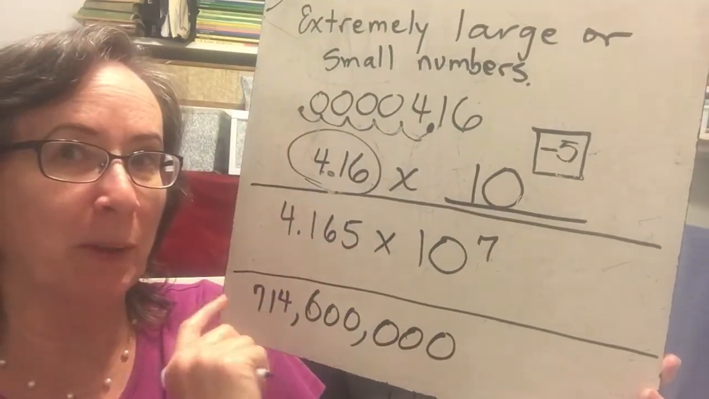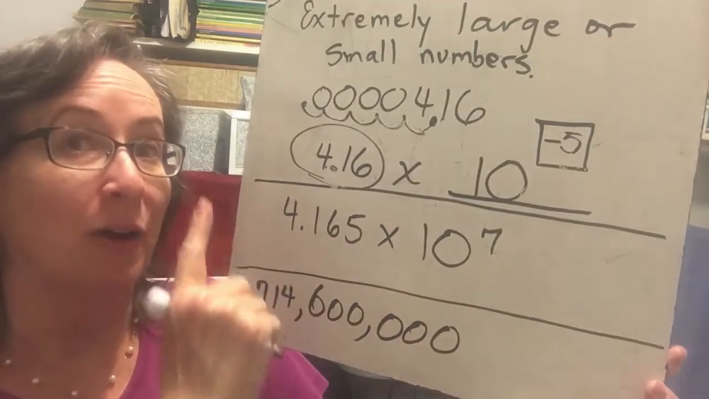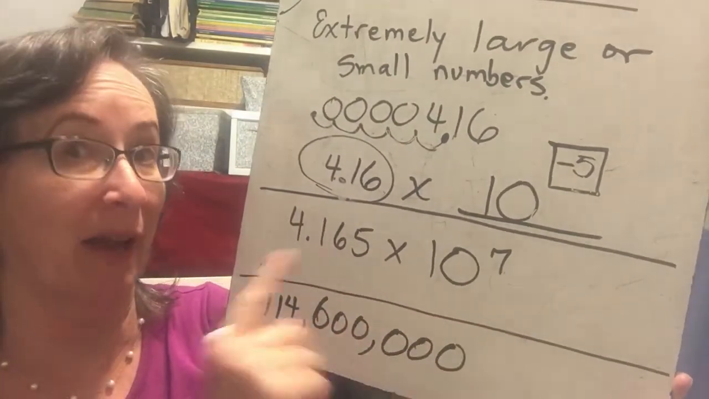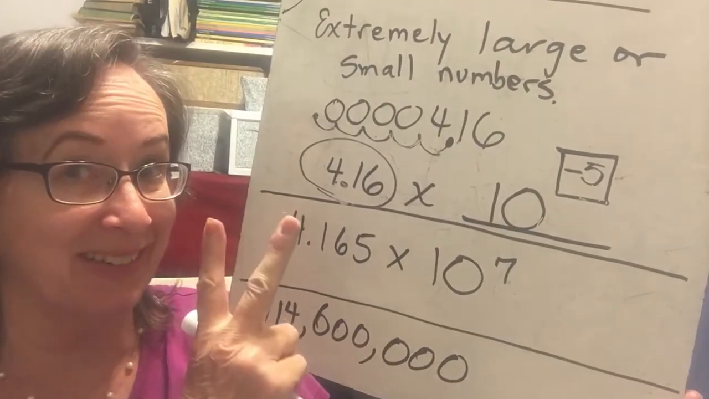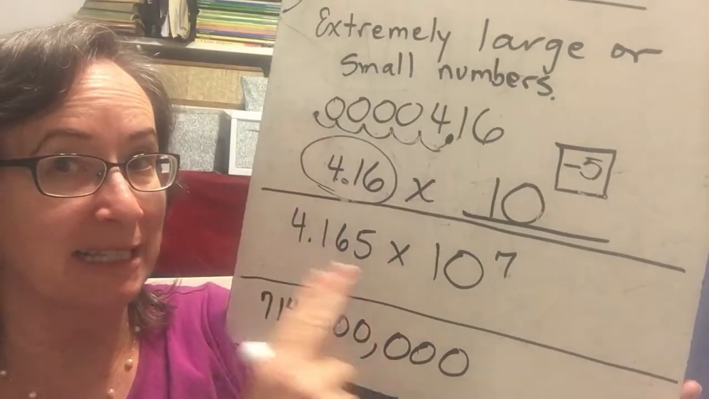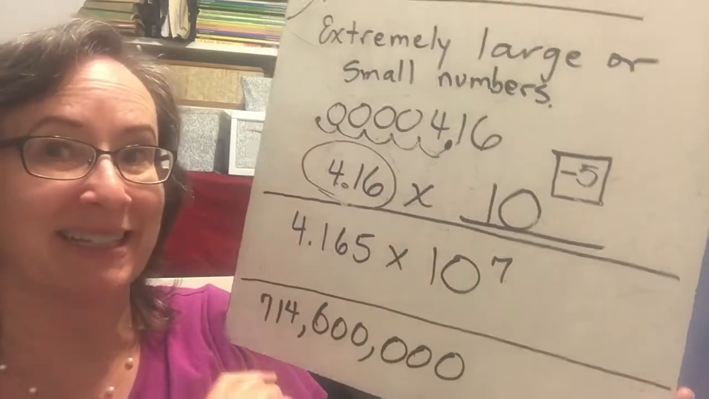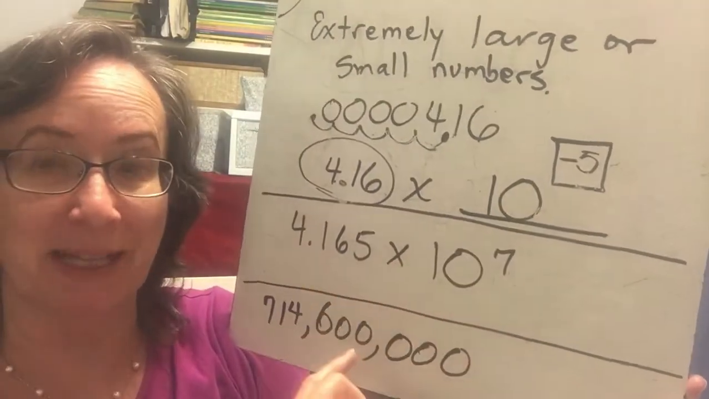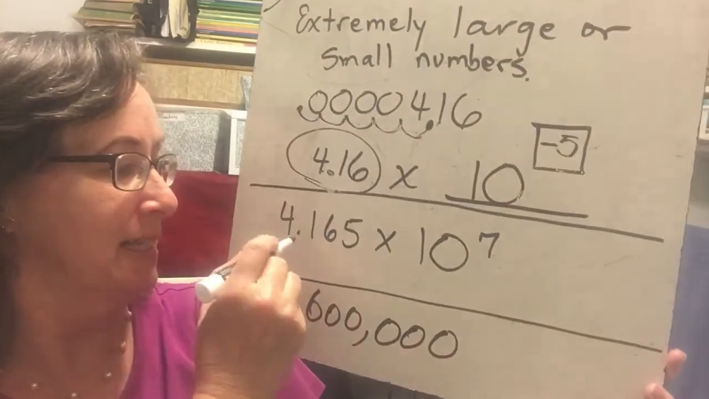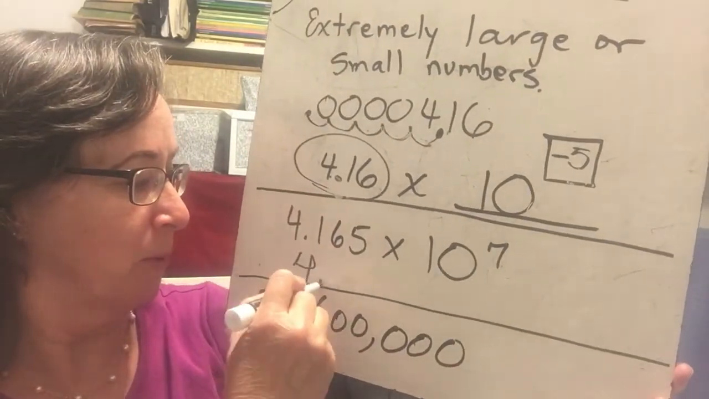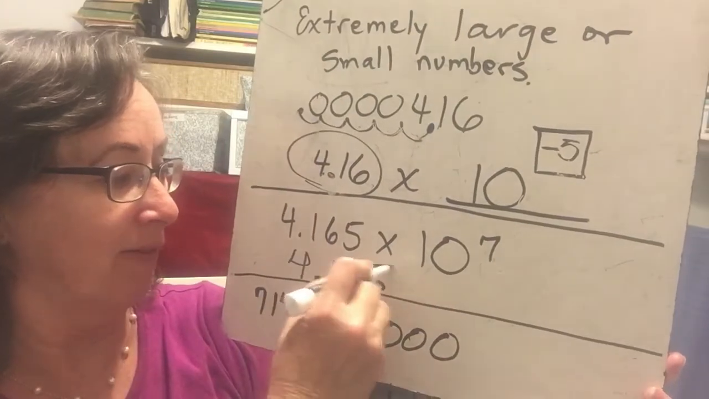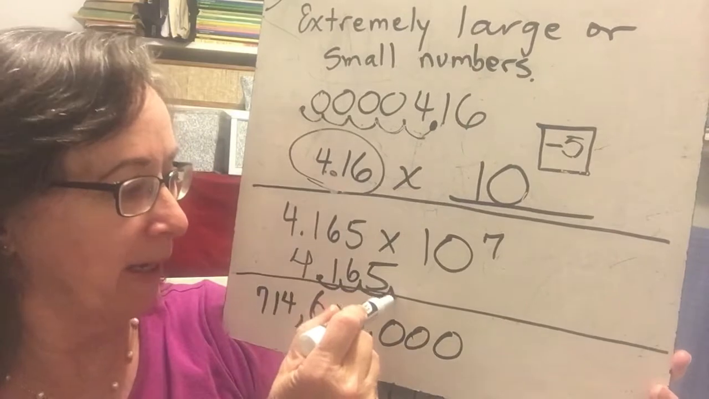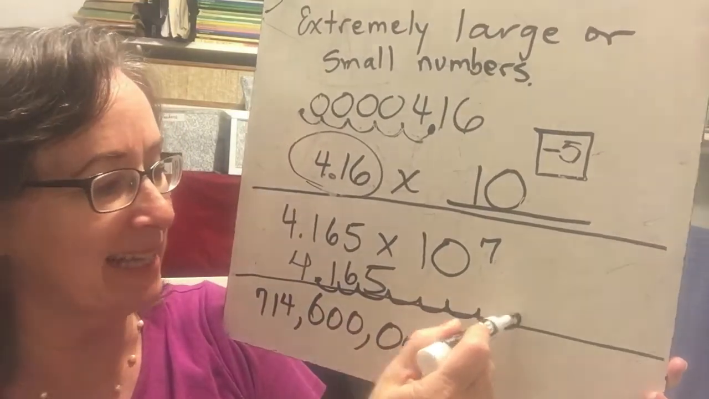All right, remember if we multiply by 10, we add a 0 or move the decimal place 1 to the right. If we multiply by 100, which is 10 to the 2, we move the decimal 2 to the right. If we multiply by 10 to the 7, we move the decimal 7 places to the right. So this number, 4.165, is really in standard form 1, 2, 3, 4, 5, 6, 7.